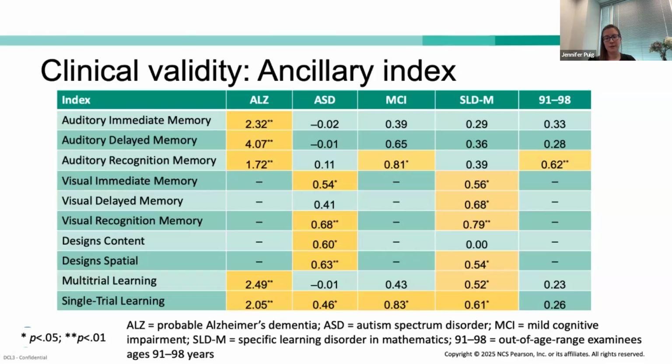For the SLD math sample, results are consistent with the primary index scores. Specifically, this group demonstrated lower performance than matched controls on almost all visual memory index scores. Additionally, this group demonstrated lower performance on the single trial and multi-trial learning indexes than matched controls.